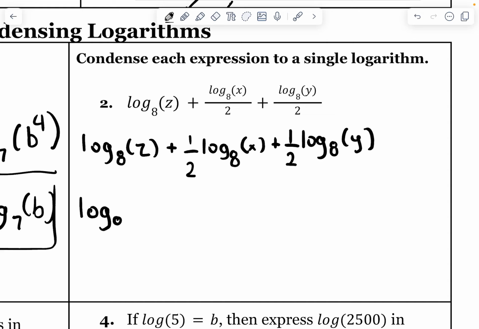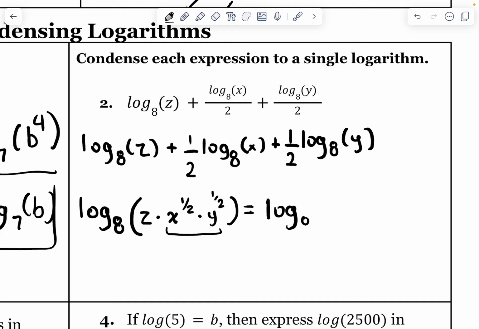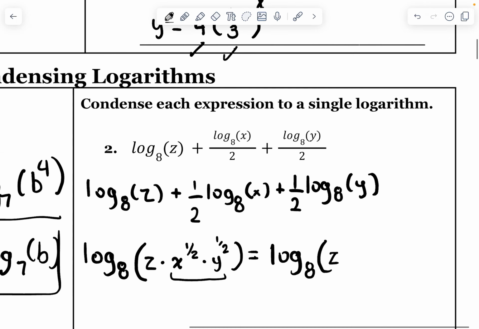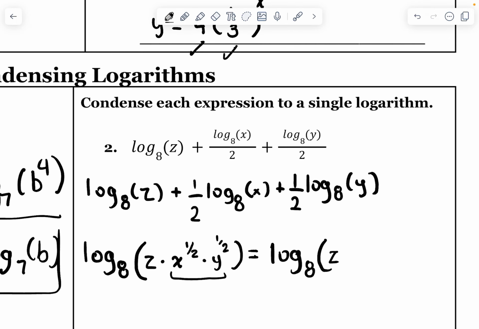So it's going to be log base 8 of z times x to the 1/2 power times y to the 1/2 power. And then I didn't take any points off you, but the expectation, or what I was hoping for, is that you would notice that anytime that you have an exponent of 1/2, it's like taking the square root of something.